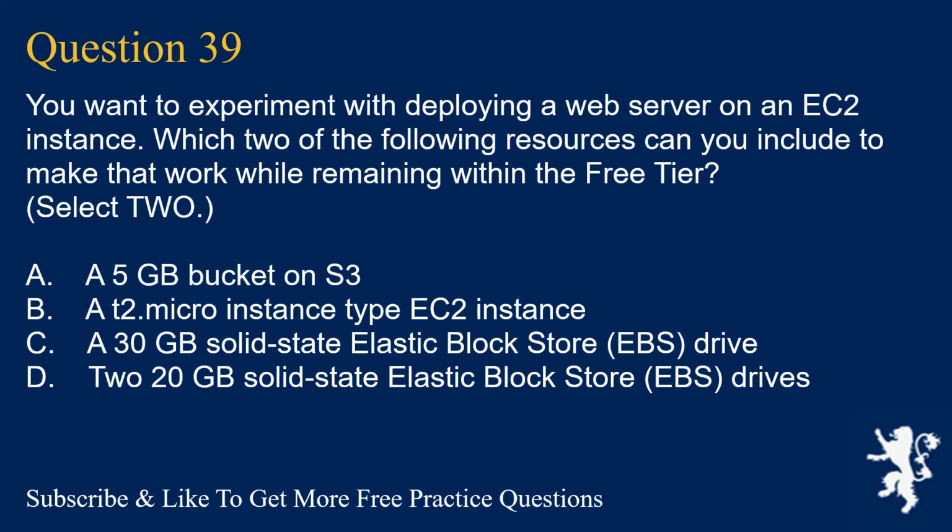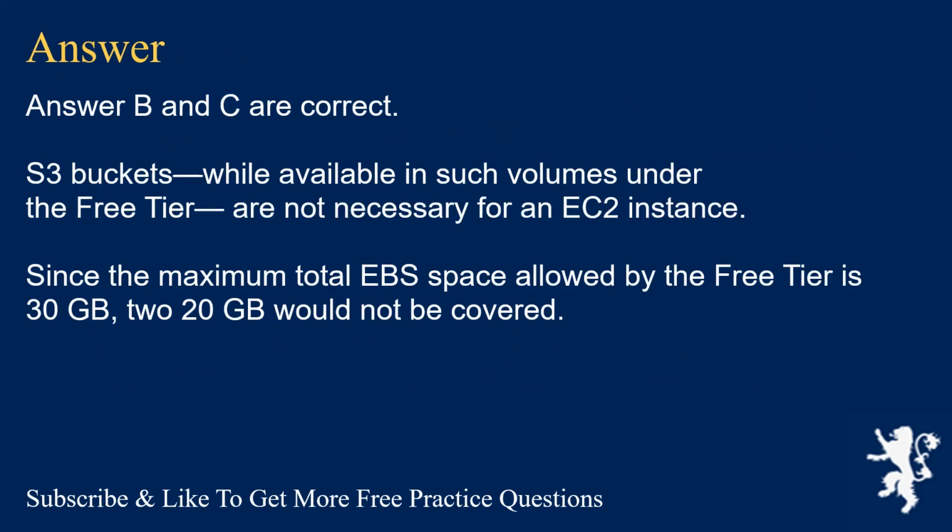Select 2. A. A 5 GB bucket on S3. B. A T2.micro instance type EC2 instance. C. A 30 GB solid-state elastic block store, EBS, drive. D. 220 GB solid-state elastic block store, EBS, drives. Answer B and C are correct. S3 buckets, while available in such volumes under the free tier, are not necessary for an EC2 instance. Since the maximum total EBS space allowed by the free tier is 30 GB, 220 GB would not be covered.